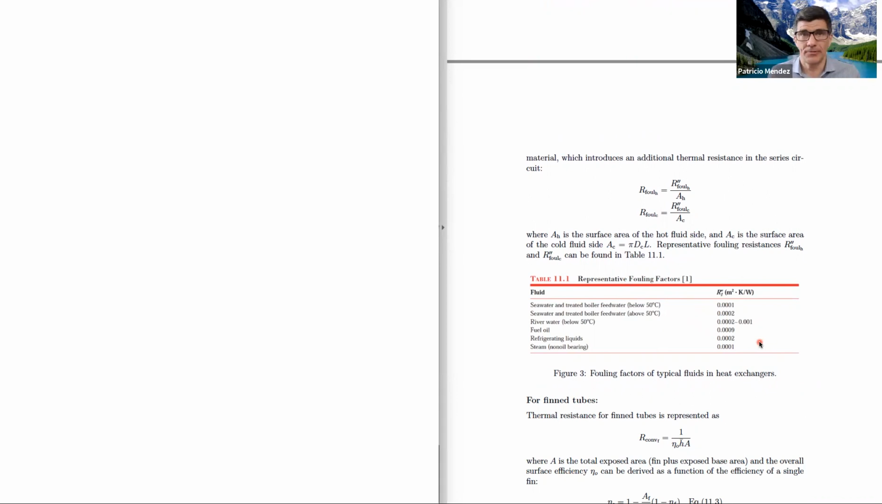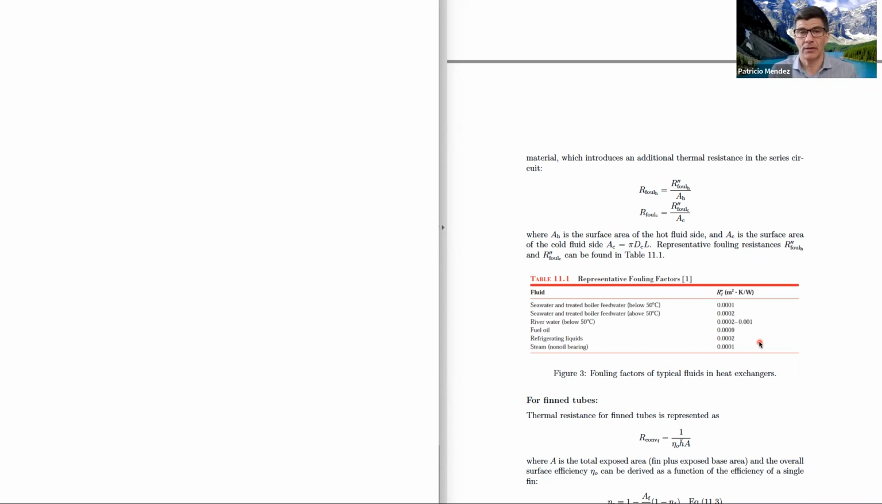It's a whole field of specialization. Depending on what fluids you have, what contaminants you have, and what type of operation you have, you're going to have different values of fouling. And also, this book is giving you typical values of fouling, but they're missing something. They're missing a time component.